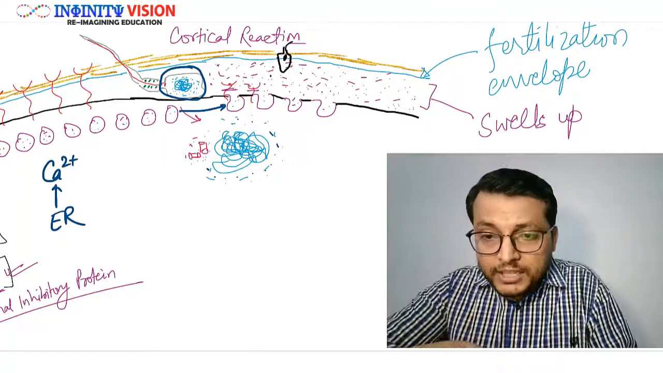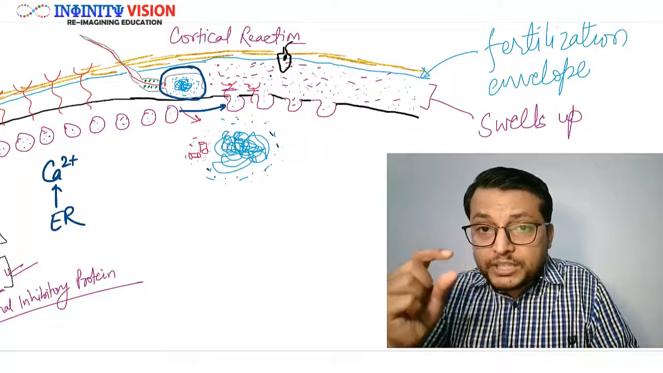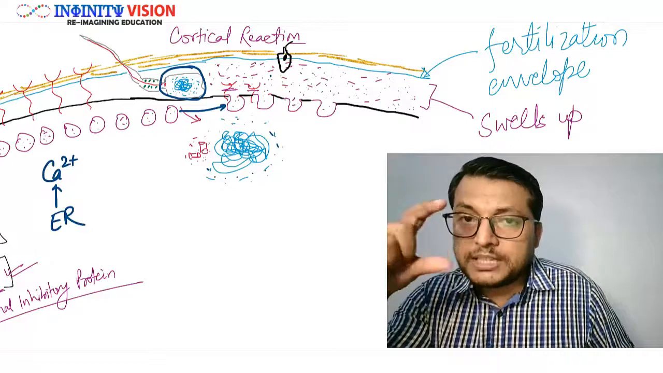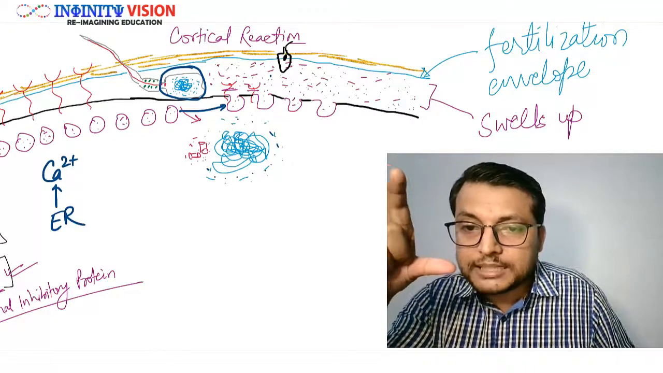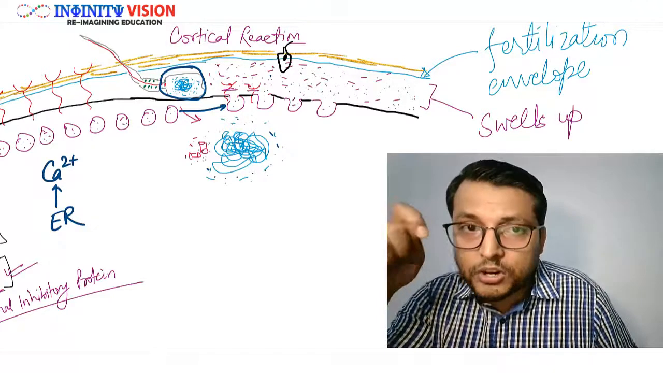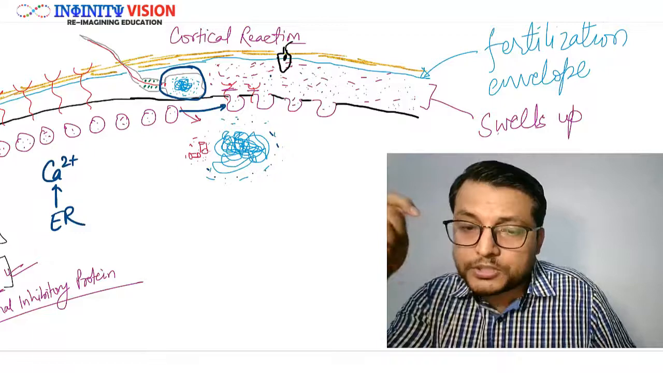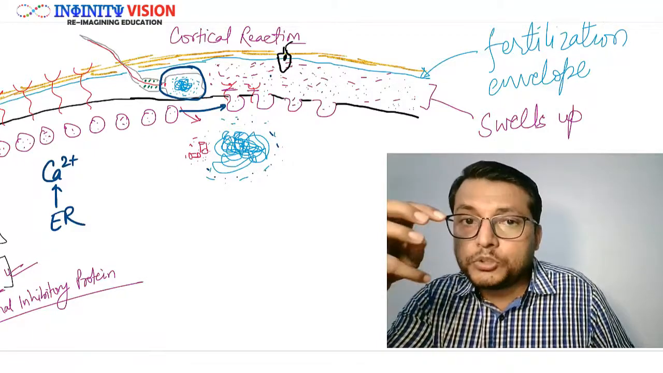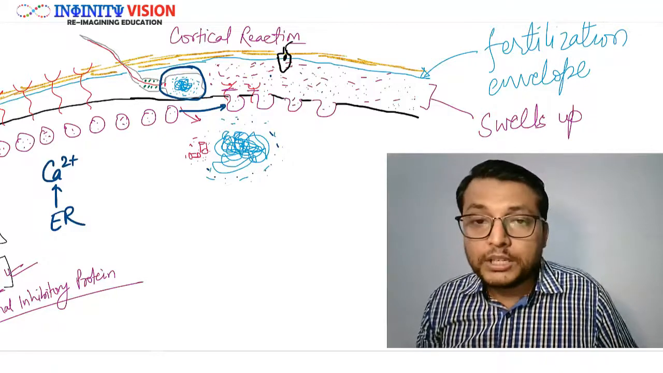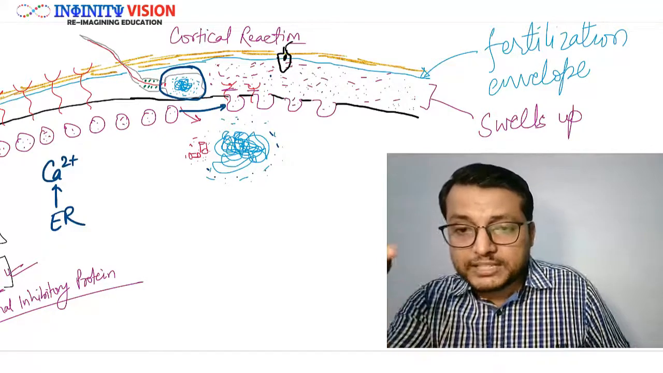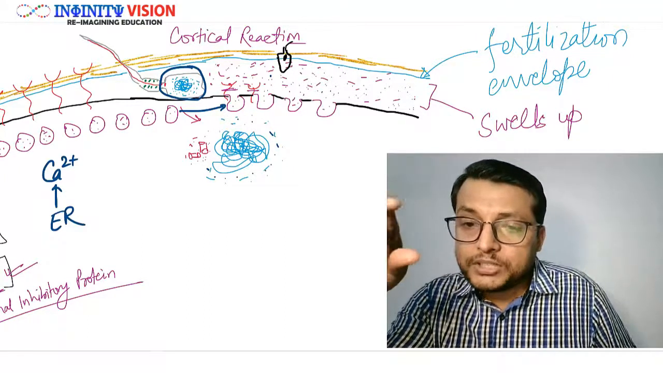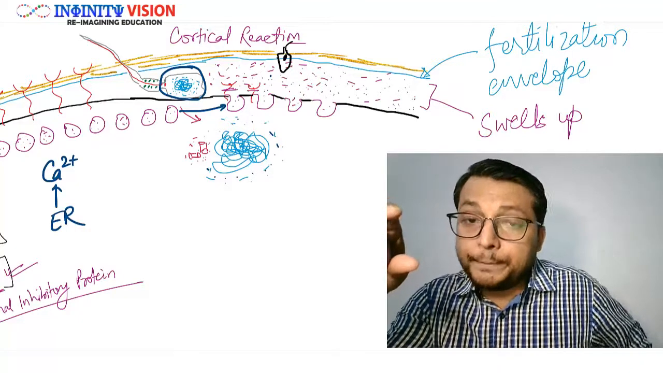As a result, now the distance between the secondary oocyte membrane and the zona pellucida increases. As a result, no other sperm, even if it has crossed or is midway of crossing the zona pellucida, will be able to reach the secondary oocyte membrane. Now, this swelled up perivitelline space and the zona pellucida is called the fertilization envelope or fertilization membrane.